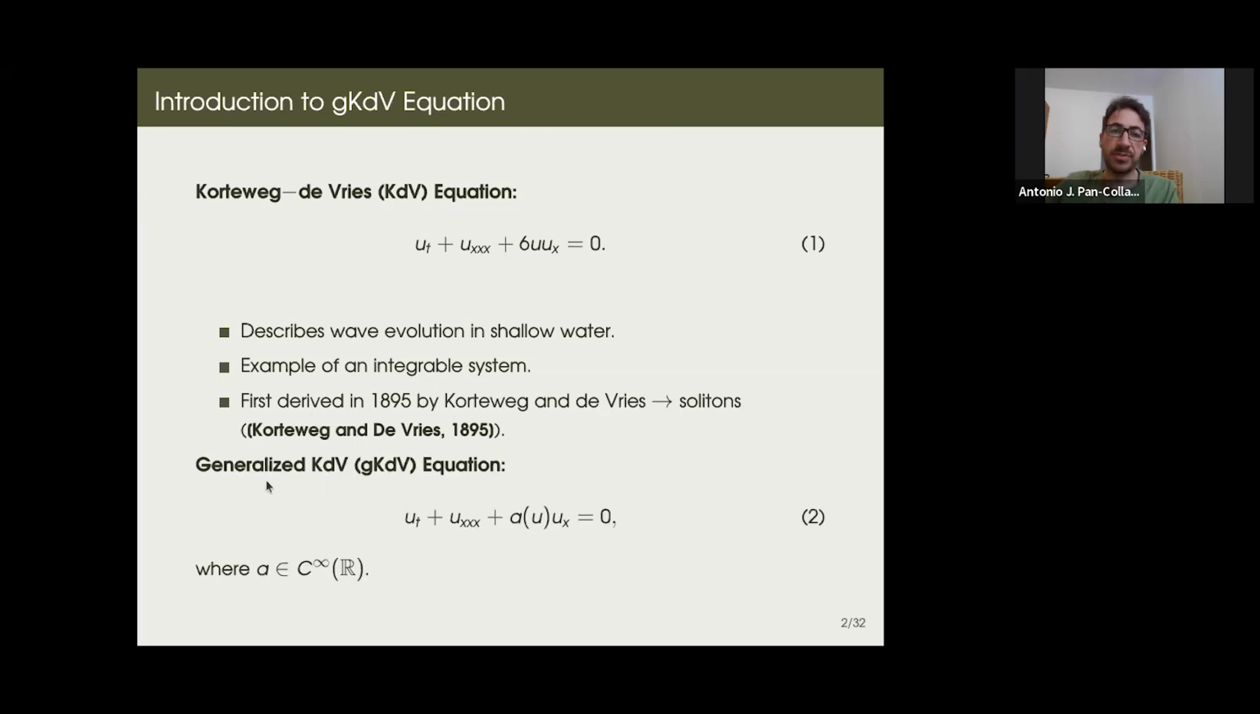On the other hand, the generalized KdV or gKdV equation is a more general form of the KdV equation where the nonlinearity is represented by a variable function a(u) instead of the fixed coefficient 6u. This allows for a wider range of physical phenomena to be modeled.